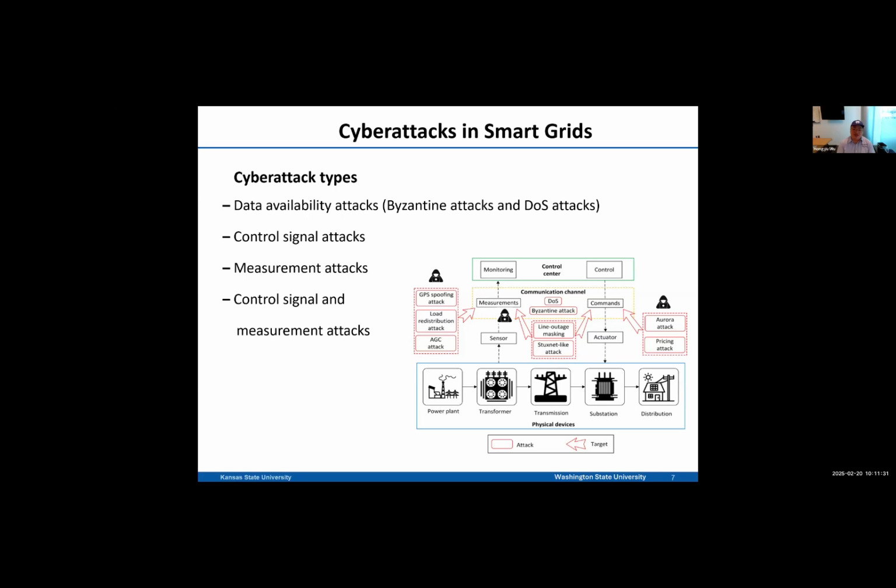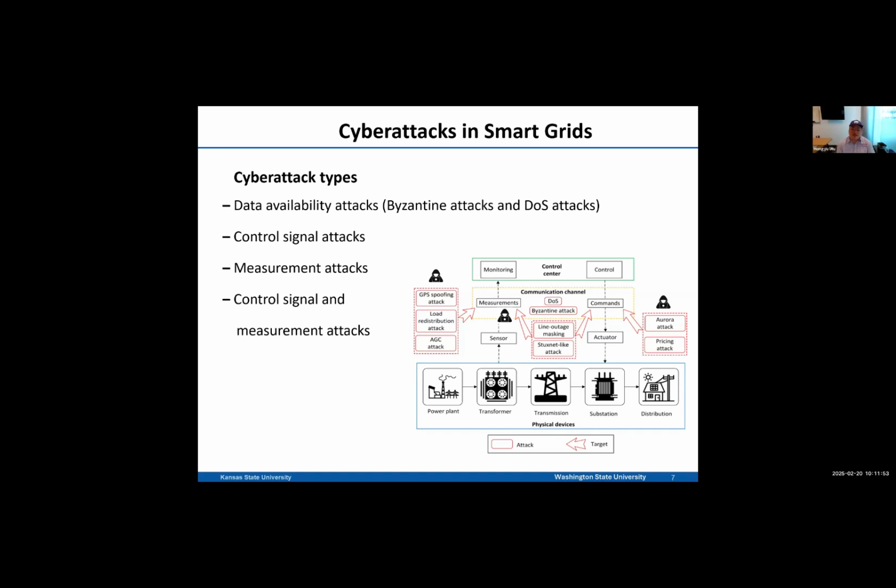DoS attacks are not required to have knowledge of the system configuration to manipulate the control or measurement data in the communication channel. The attack consequence is that the system operator can easily notice the attack due to the loss of measurement. However, the operator cannot mitigate the attack since they cannot see the control signal to the actuators.